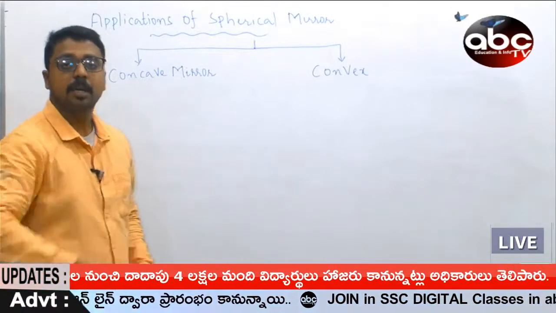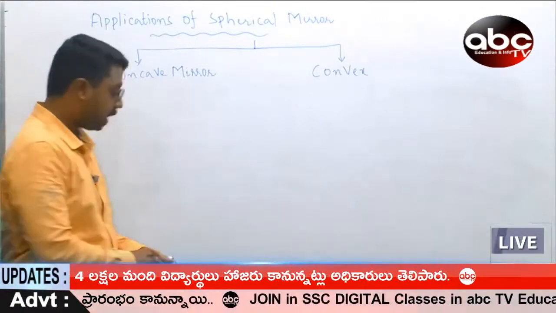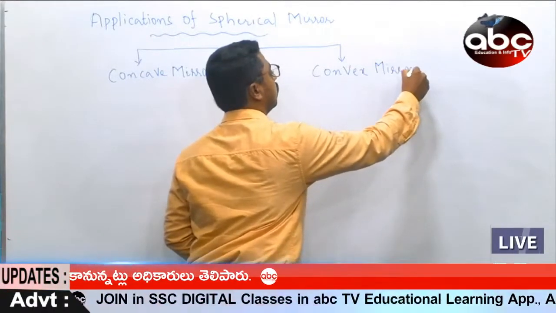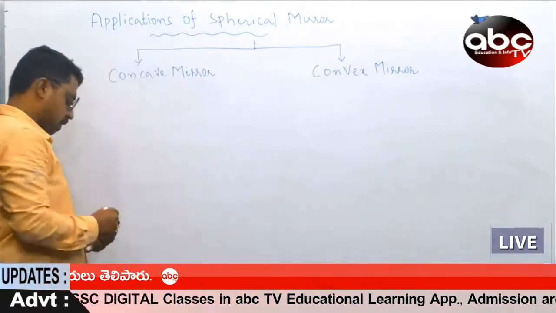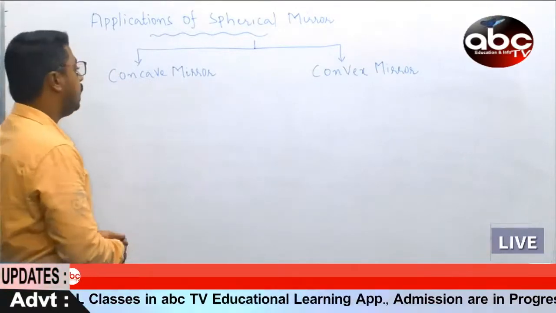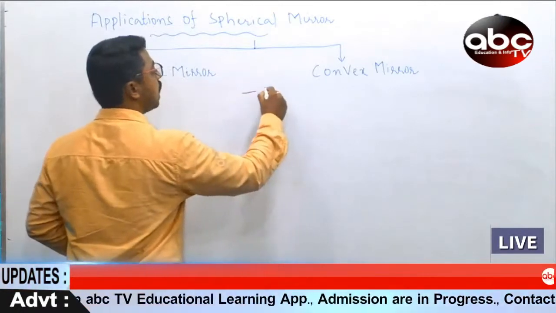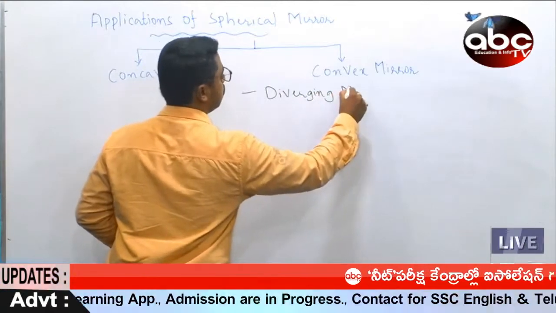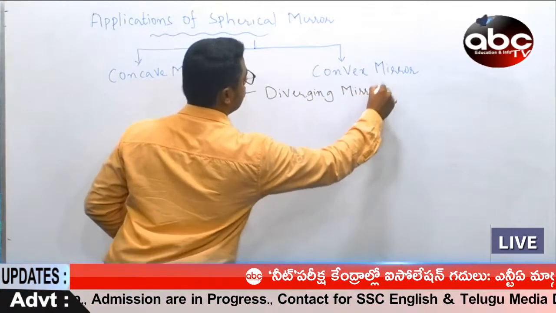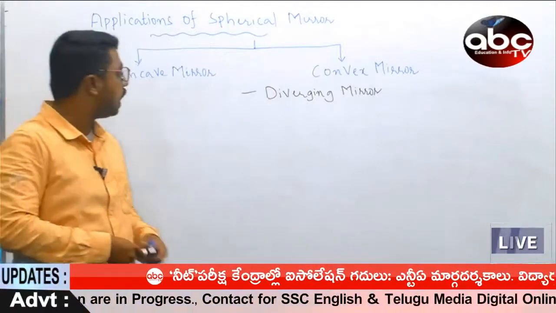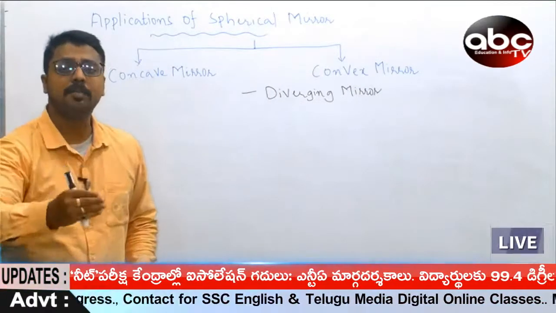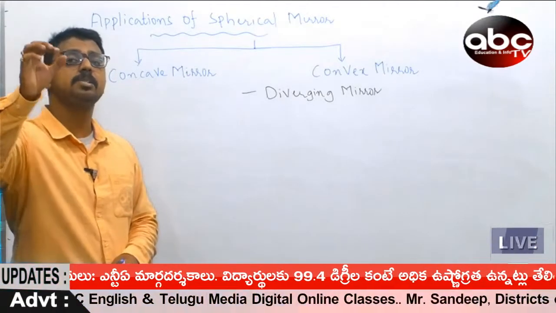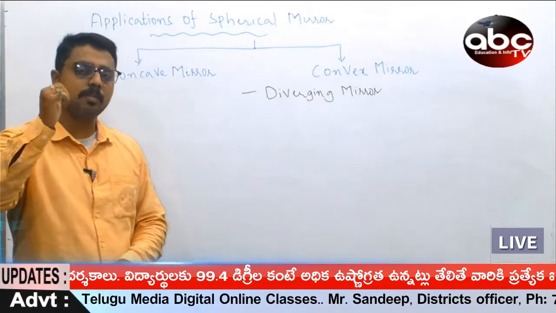So naturally, on a convex mirror, you are able to extract a small image. Let us draw the diagram roughly. These are nothing but called diverging mirrors. That is, the image is going to be very small.